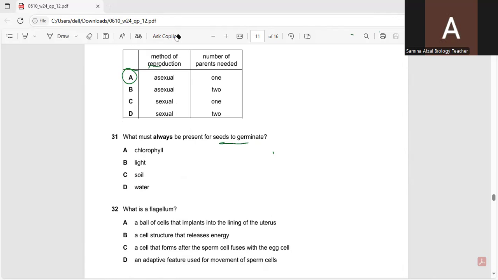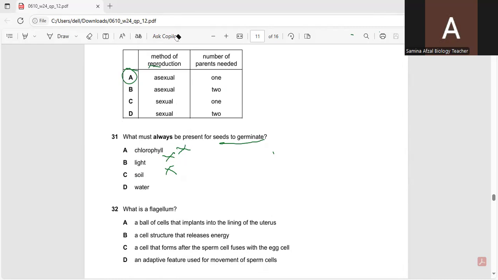Seeds to germinate. Germination. Chlorophyll is needed only for photosynthesis, so it is not required for germination of the seed. The seed is formed after the process of fertilization. So light is also not required for seed germination. Soil is also not compulsory to germinate the seeds.